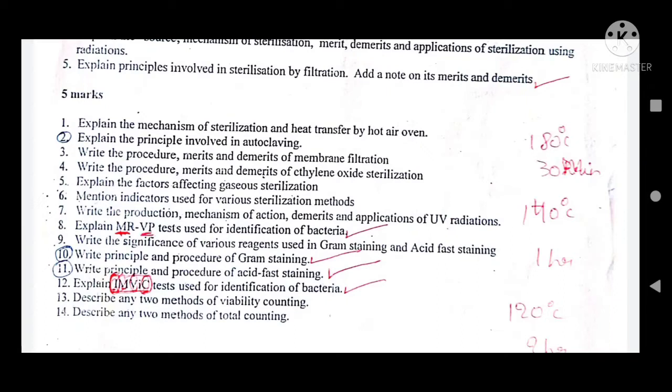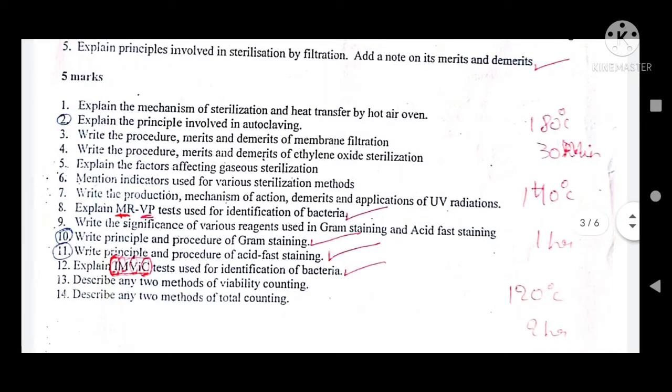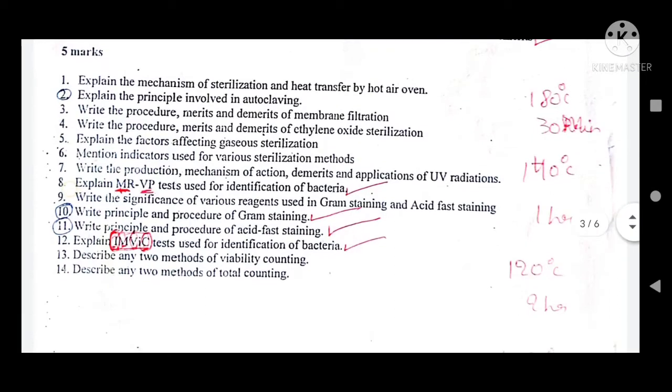There you can reduce your time, save your time. Explain the principle involved in autoclaving, same. Then write the procedure, merits and demerits of membrane filtration. Yes, the filtration method for sterilization, very important. Write the procedure, merits and demerits of ethylene oxide sterilization. Fifth one, explain the factors affecting gaseous sterilization.